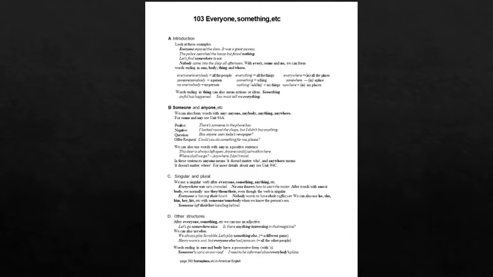Words ending in one and body have a possessive form with apostrophe s. Now, one and body, everyone and everybody, both these words are referring to humans. So that is why we can use the apostrophe s here. Someone's cat is on our roof. Now, here, someone, of course, refers to a human, and things can be in possession of humans, so that is why you can use apostrophe s with them. Someone's cat is on our roof.